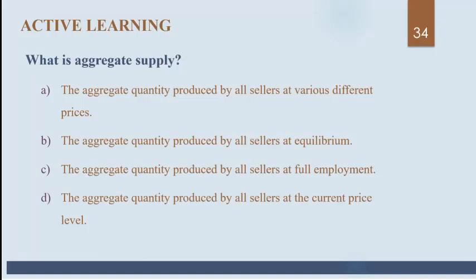And that would actually be the point where potential output is. D, it says the aggregate quantity produced by all sellers at the current price level. Well, the current price level would just be one point, and so we would just be plotting one point. So here the correct answer is A.